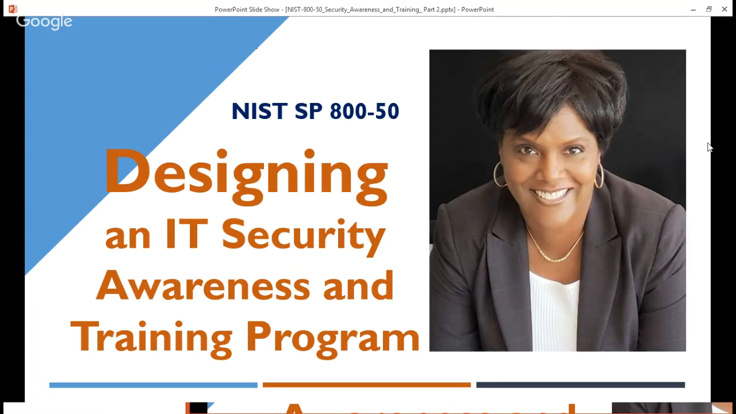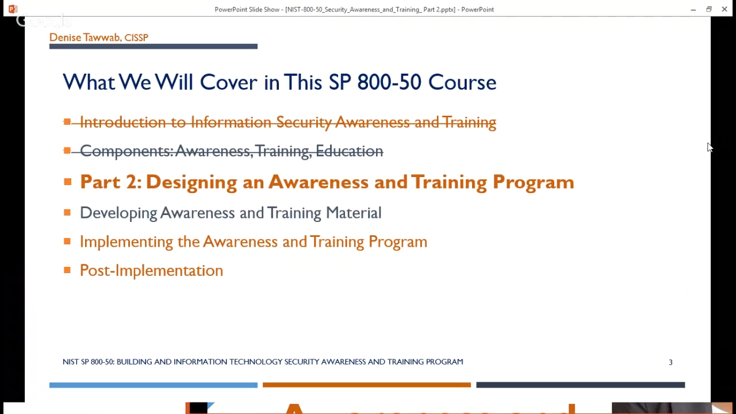In the first part of this presentation, we talked about just an overview. In this session, we will go into how to design an IT security awareness and training program. So we've already covered an introduction to security awareness and training. We've looked at the components that make that up: awareness, training, and education. And today we'll be talking about designing an awareness and training program.